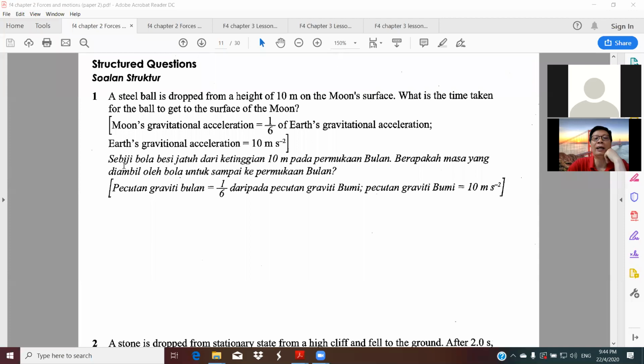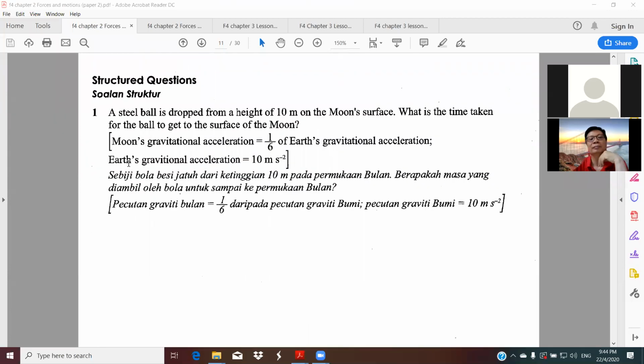Now you read the question. This one is another subtopic already. A steel ball is dropped from a height of 10 meters on the moon surface. Remember, on the moon surface, the gravity is less. What is the time taken for the ball to get to the surface of the moon?